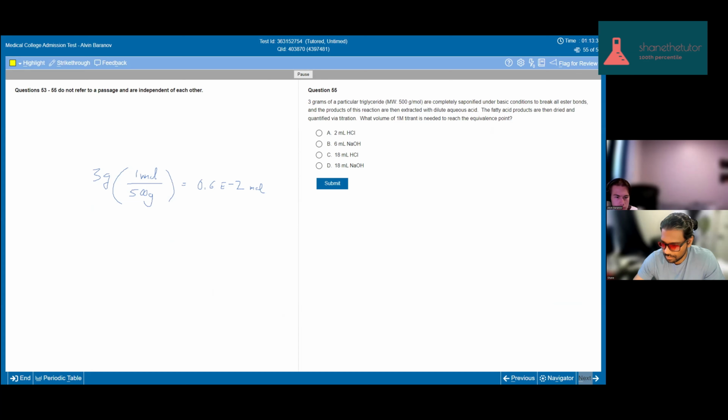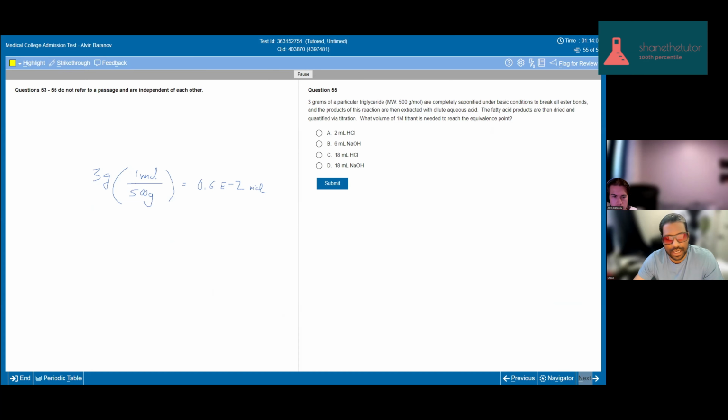Sorry, what were you saying? Do we just divide by three or what? Why don't we divide it by three here? I'm just finding the moles of the triglyceride here. But when you then break it down, you break it down.